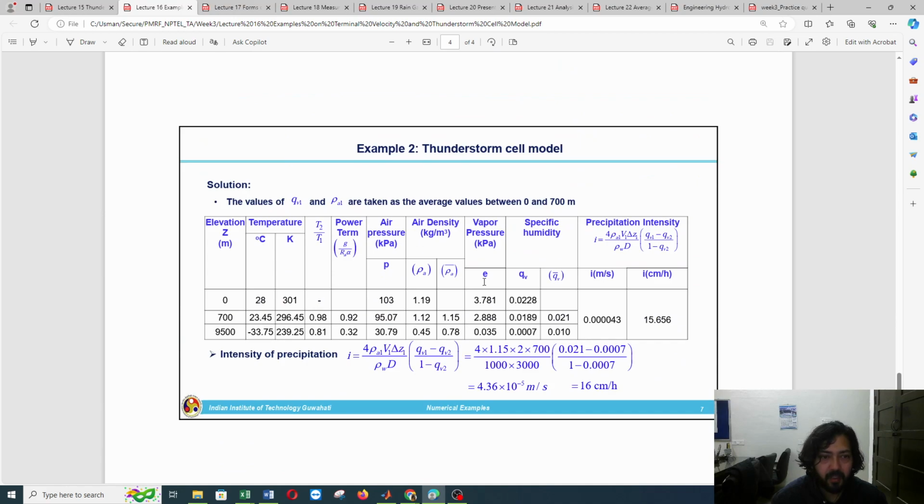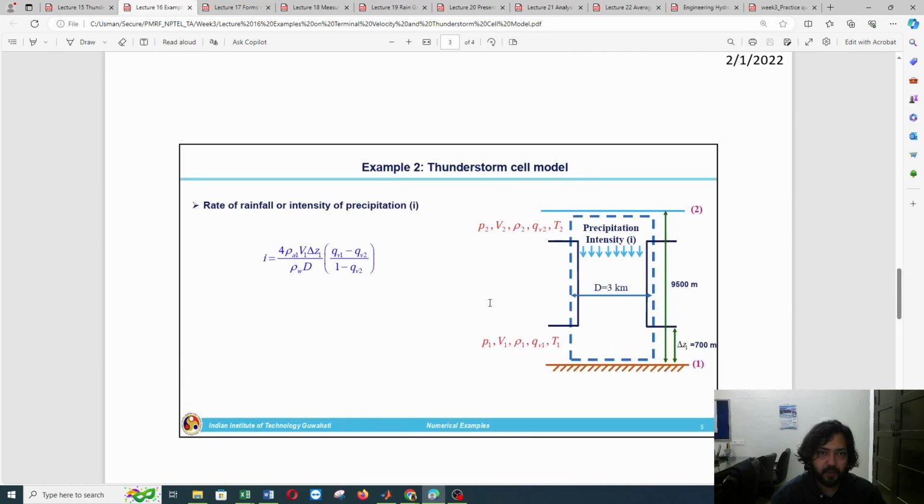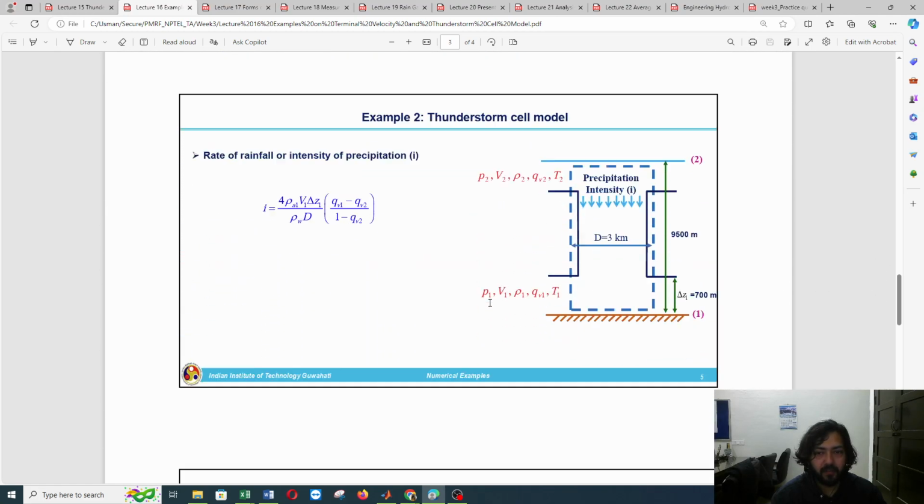If we look at this table, in the first column we have the Z value, that is the difference in elevation: 0, 700, and at the end 9500. We know the temperature at the ground surface is 28 degrees Celsius. We have converted it into Kelvin because whenever we are calculating air pressure, we want temperature to be in Kelvin. Then this power term, if you want to calculate and keep it, you can, but it is not needed. At the ground surface, the air pressure is given to us, and air density is given to us. Vapor pressure E is not given to us, but we can calculate it since we know the value of temperature.